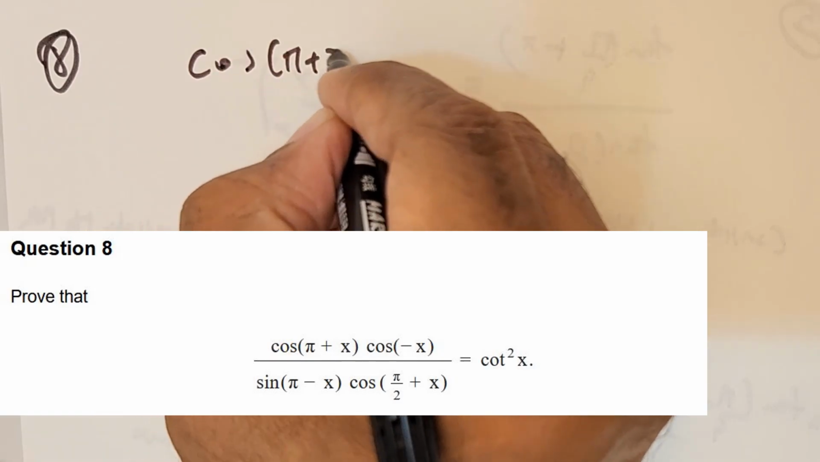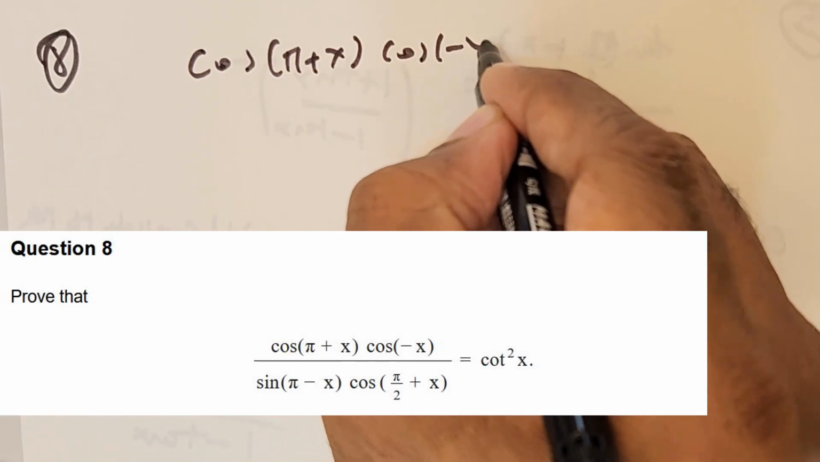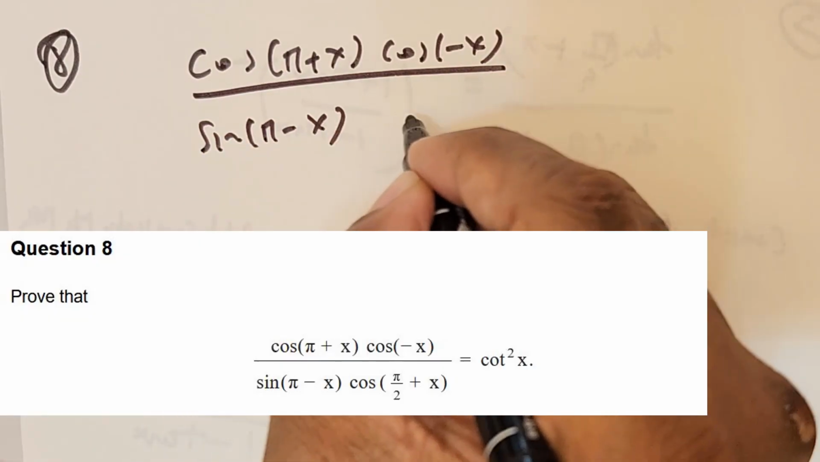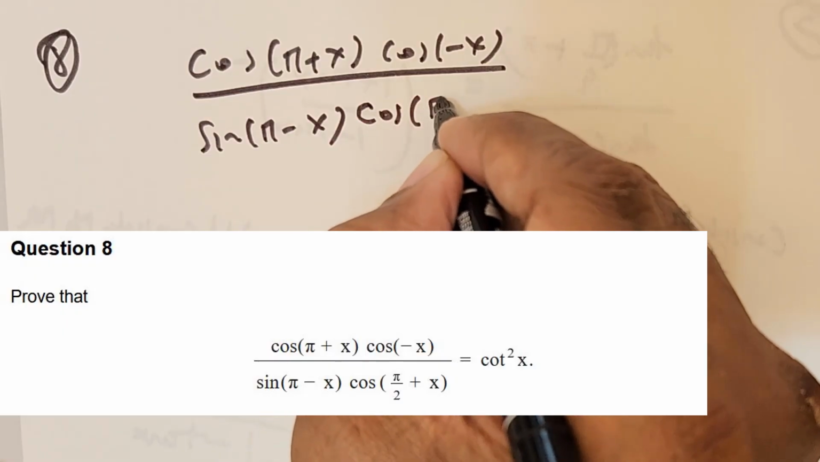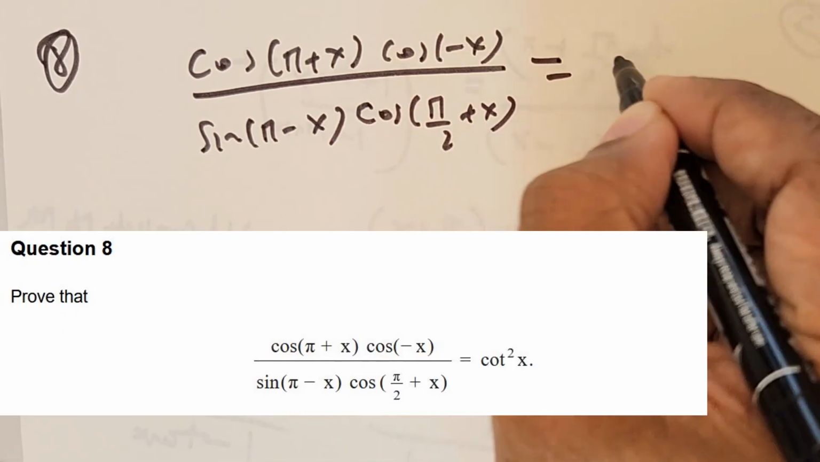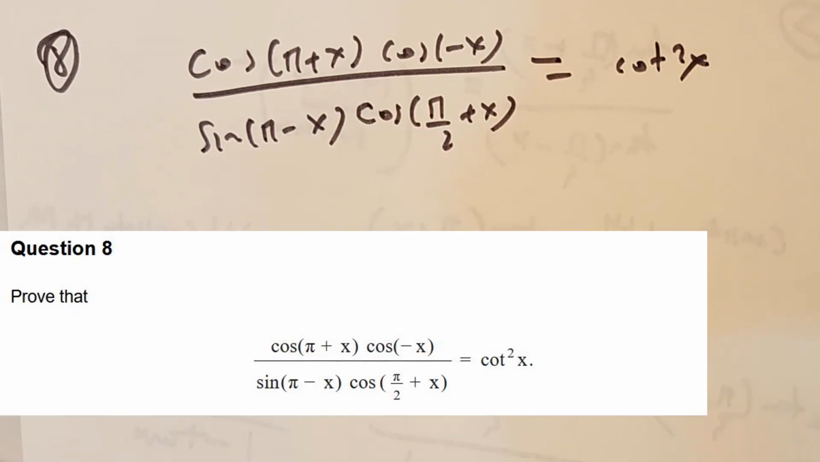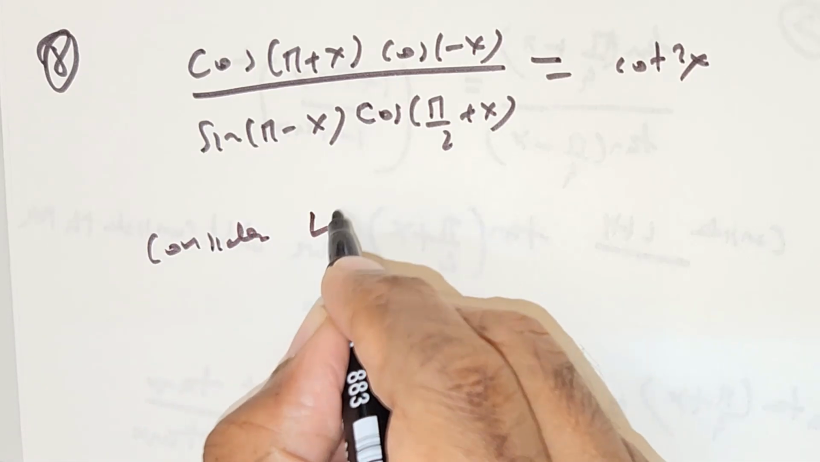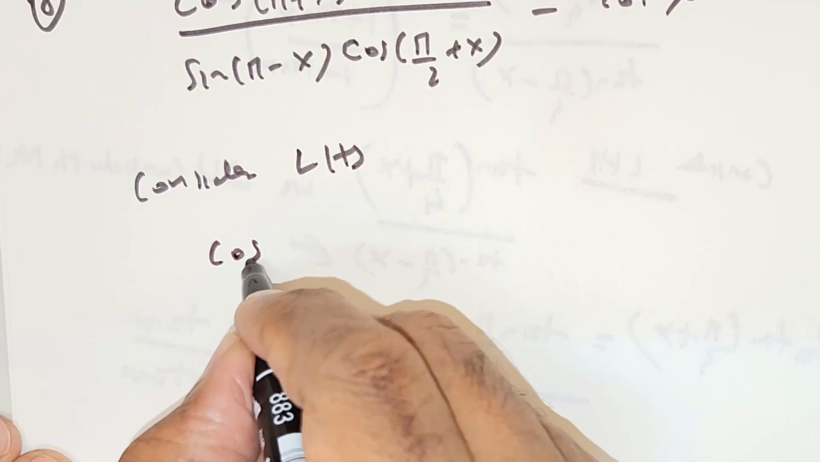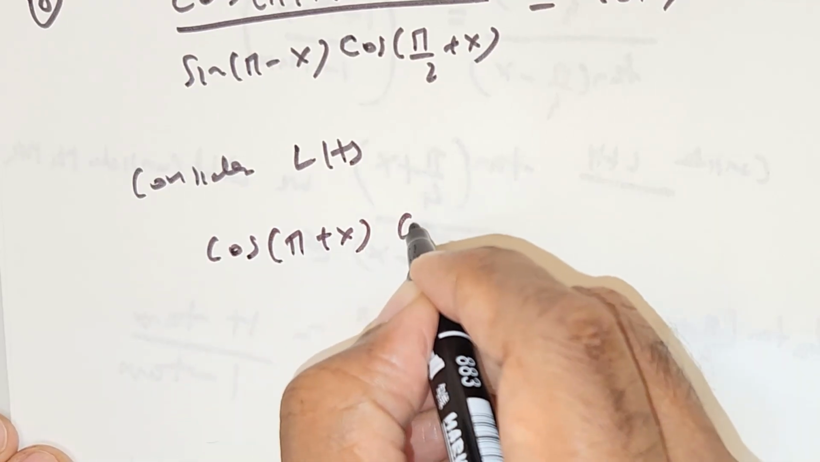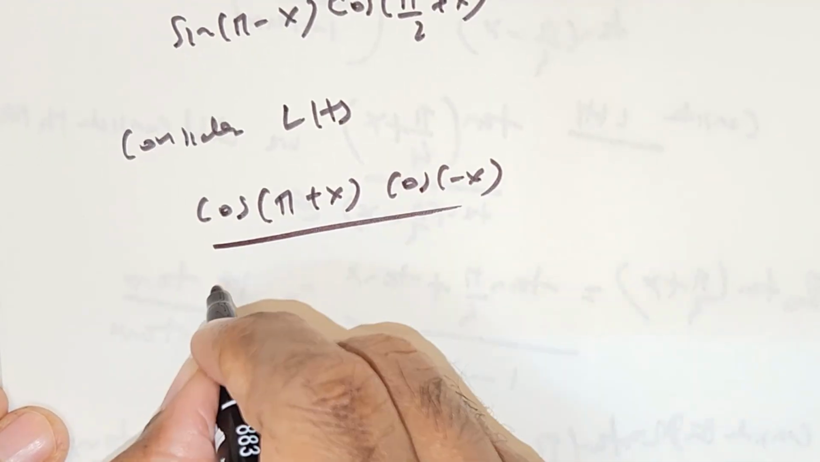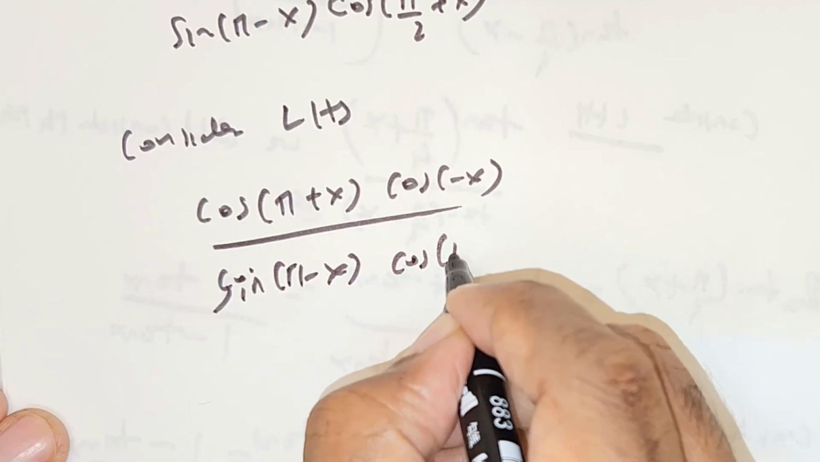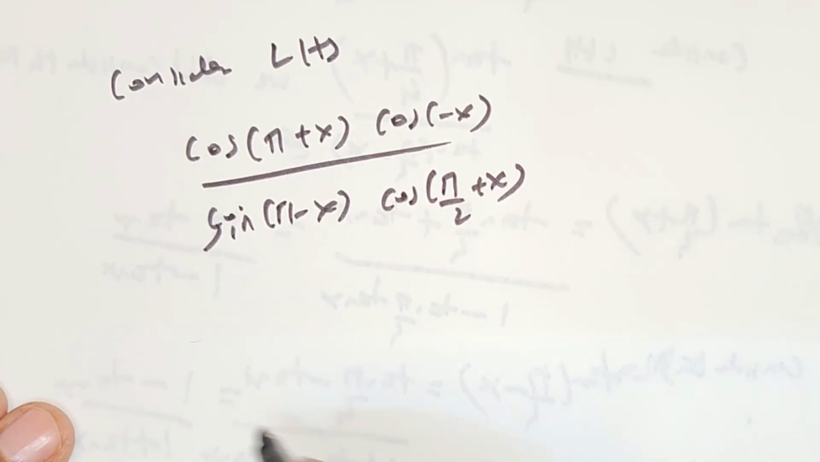Which is cos of (pi + x) times cos of (-x) divided by sine of (pi - x) times cos of (pi/2 + x) is equal to cos squared x. Now what I wish to do is consider the left hand side. So what do you have on the left hand side? Cos of (pi + x) times cos of (-x) divided by sine of (pi - x) times cos of (pi/2 + x).